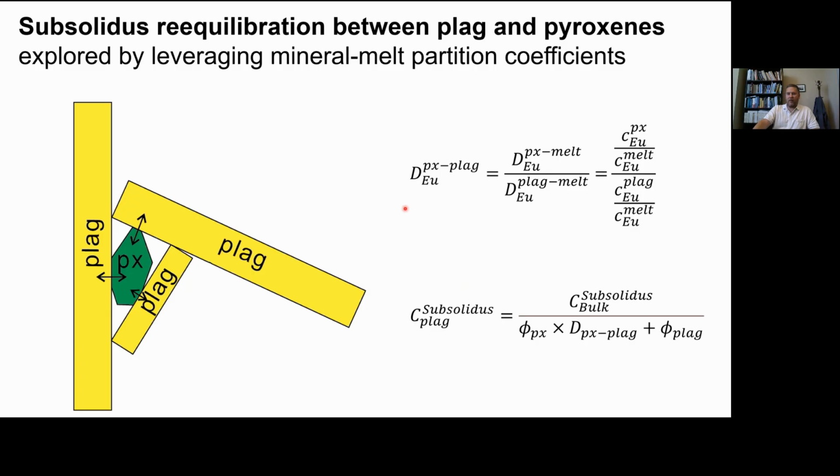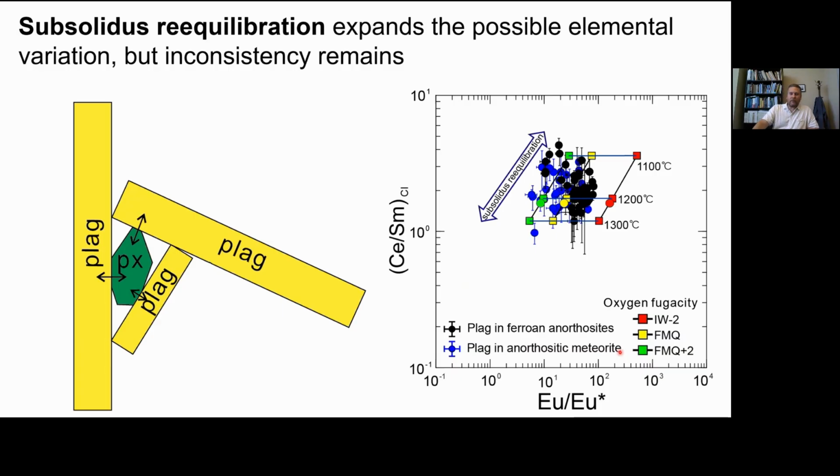And then writing out a mass balance equation, substituting in the partition coefficients, it's possible to calculate the concentrations as a function of those temperature-dependent two mineral partition coefficients and the phase proportions. Okay, so doing that produced this grid that you see now superimposed over the data.